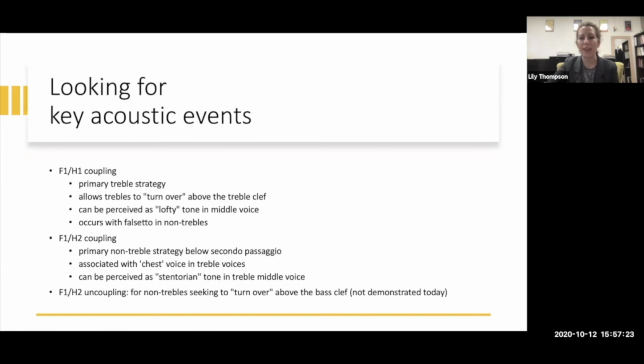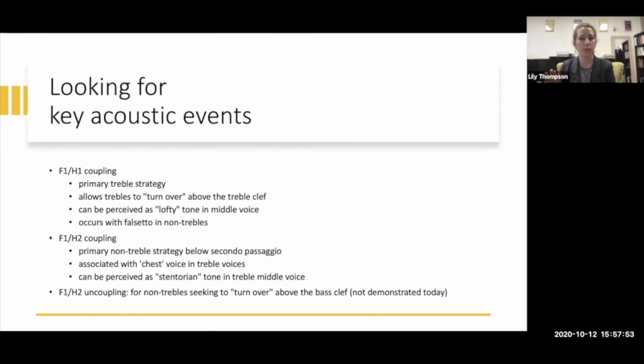The F1-H2 coupling, which means that the first formant is working together with the second harmonic, this is the primary non-treble strategy below the secondo passaggio, so before a non-treble voice turns over. We also associate this traditionally with chest voice and treble voices, but it can also just be a more visceral, exciting, sometimes bright, stentorian tone in the middle voice for a treble.